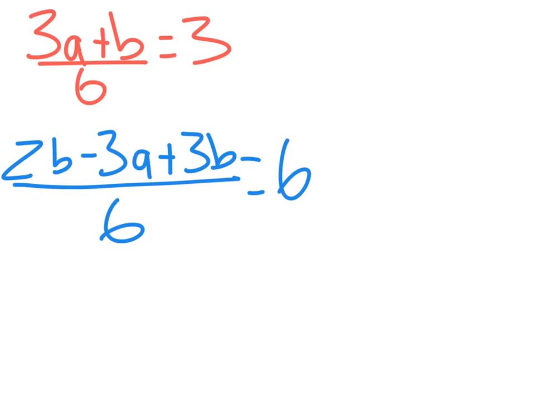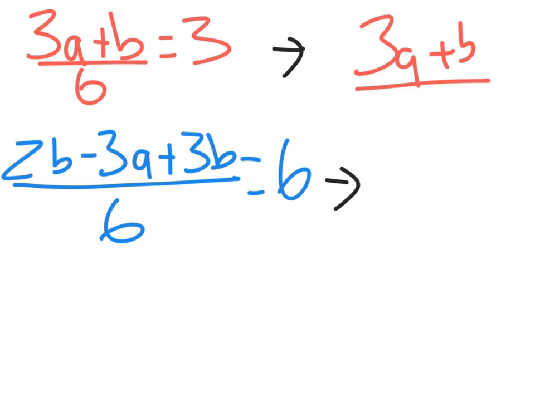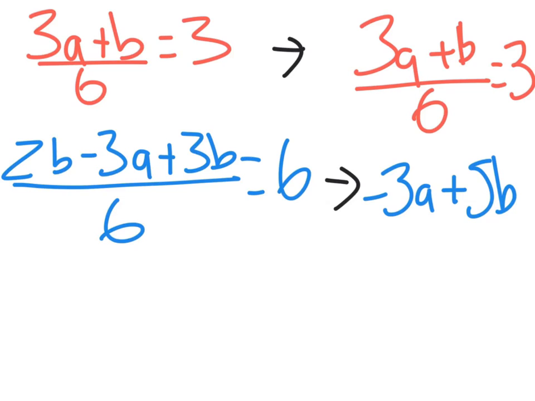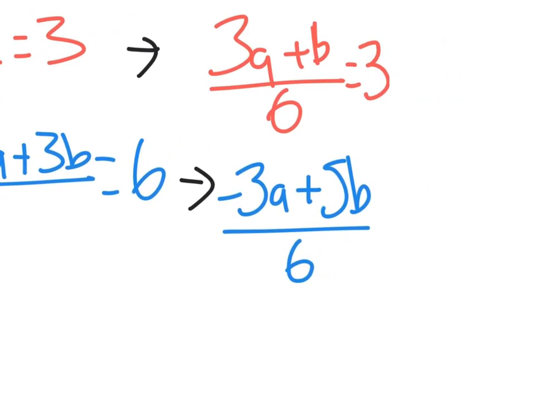Great. So 3b plus 2b is going to give us what? 5b. So now we've got, on the top, 3a plus b divided by 6 equals 3. And on the bottom, we now have negative 3a plus 5b divided by 6 equals 6.